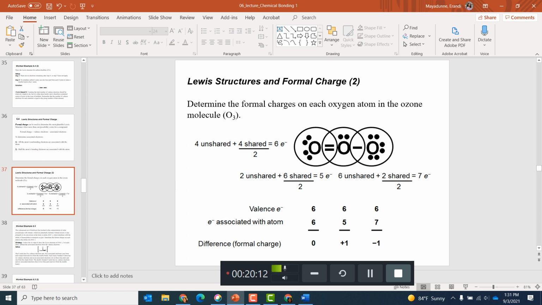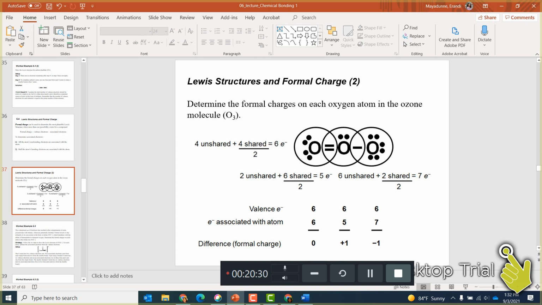So this is ozone. In ozone, to find the formal charge of each and every atom, you take the valence electrons, and then take each and every oxygen. So take the first oxygen. In this first one, number of valence electrons is 6, minus non-bonding electrons 4, minus bonding 4, half of 4, so you get 2. So 6 minus 6 is 0. So the formal charge is 0.